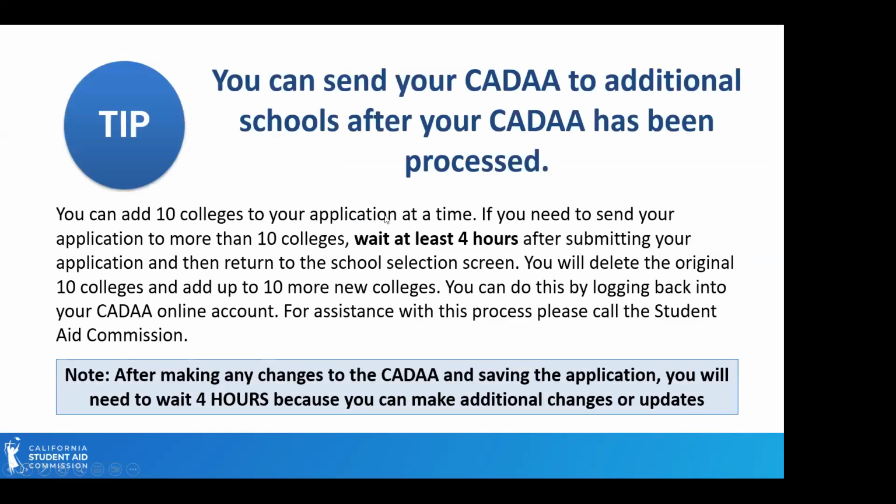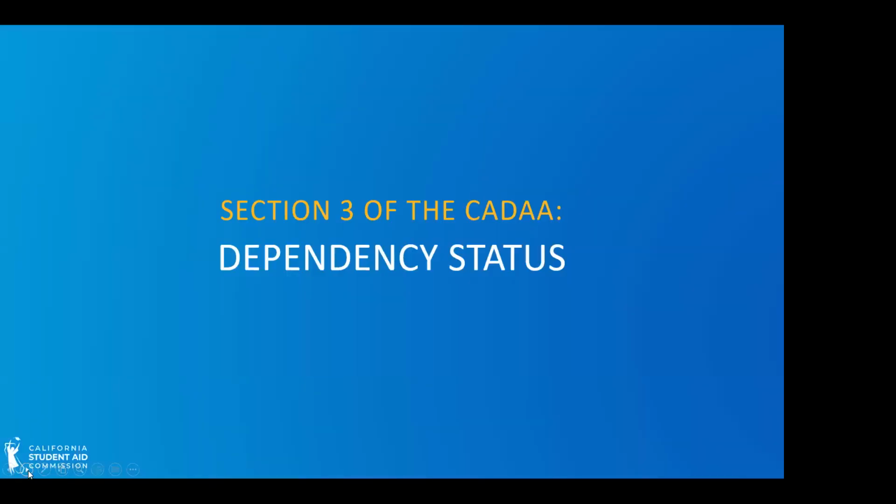Now, I already mentioned this once, but it's good information, so I'll mention it again. Students can list initially 10 colleges on that application, but if you want to add more, just wait 4 hours and then go back into that school selection screen, wipe out the first 10 and add up to 10 more. It's pretty easy. That's one thing I can say is easy about that process, is being able to log back in and add more schools or change the schools.